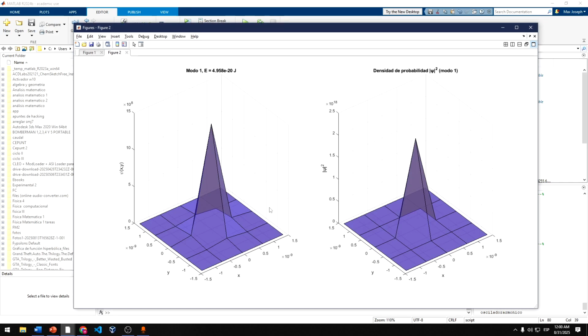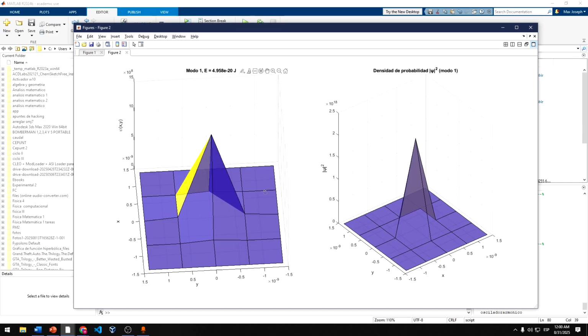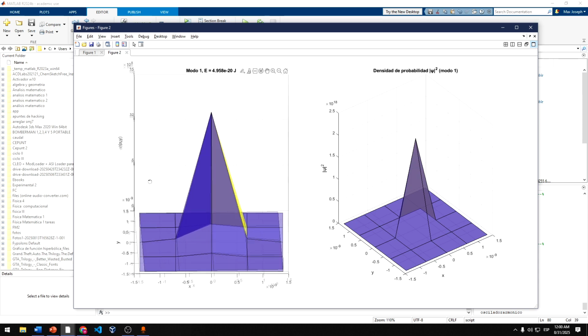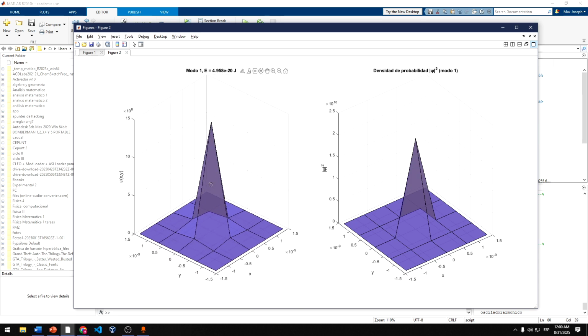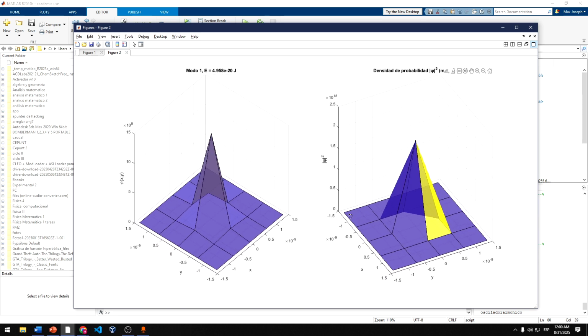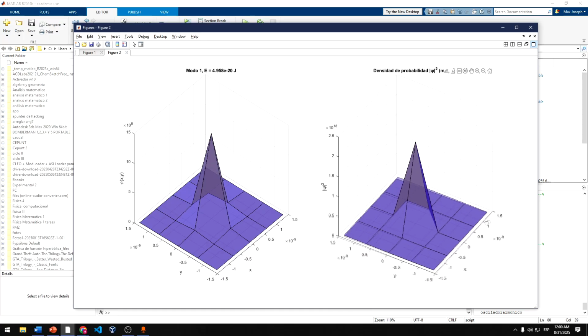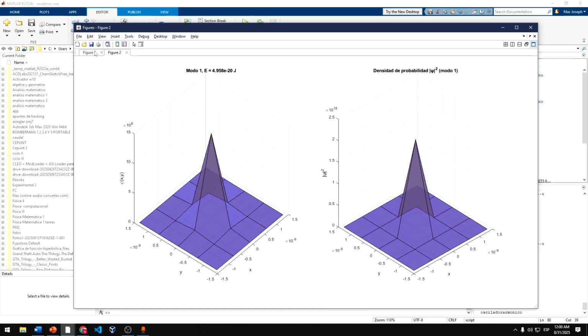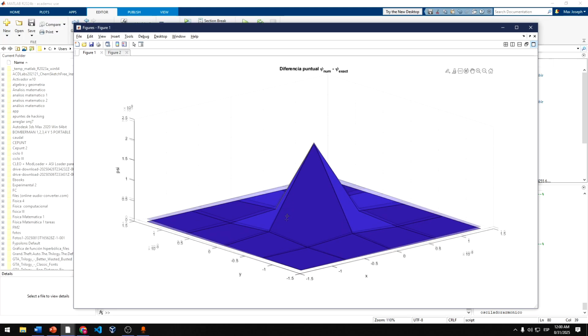Y va a ser esto. Esta es la solución analítica. Es un cono, ¿no? Un cono muy bonito. Y acá hay otro cono. De por sí son muy parecidos en el estado fundamental. Y este es el error.